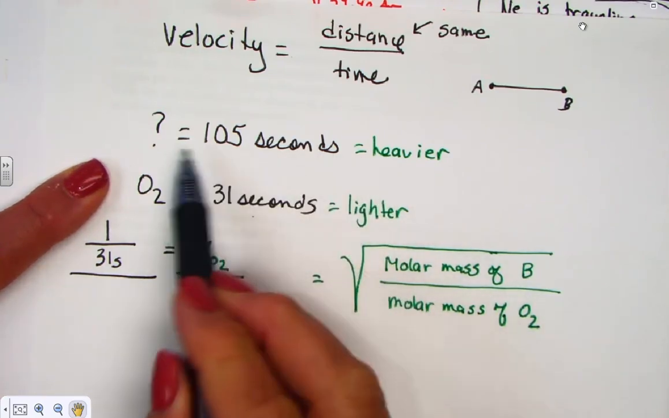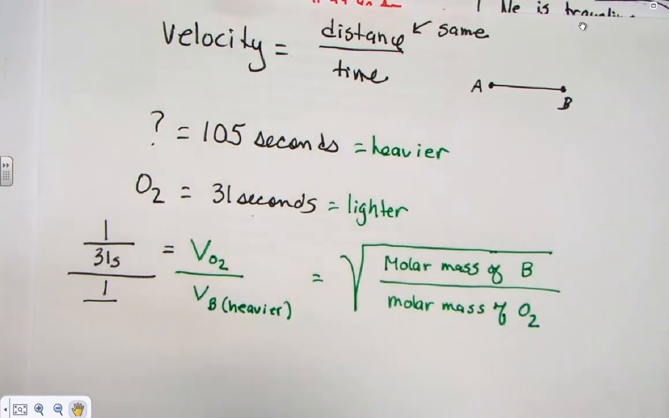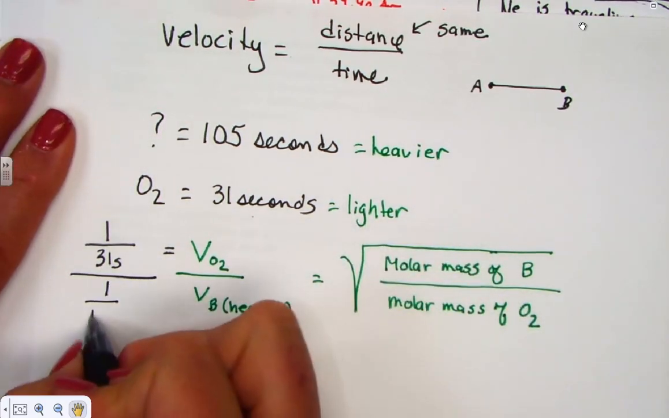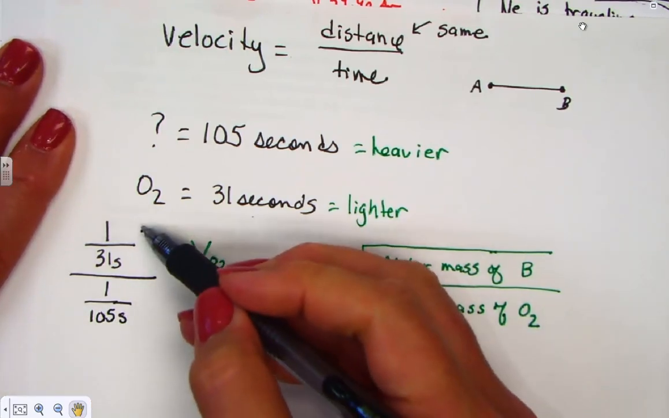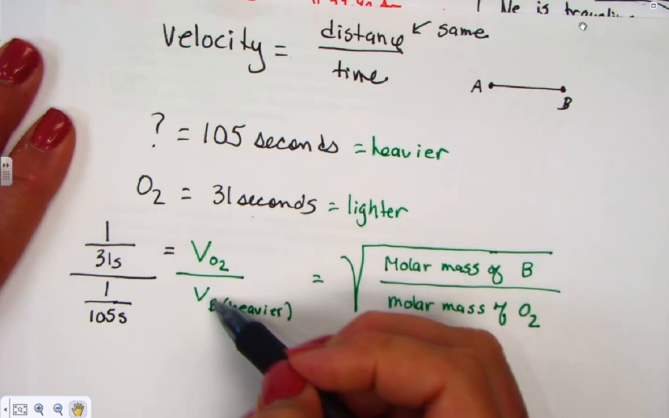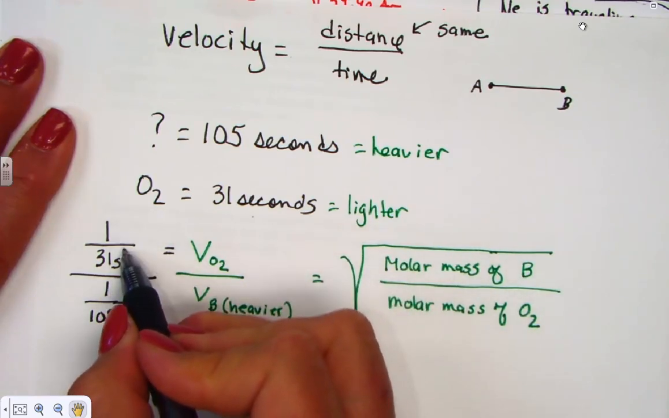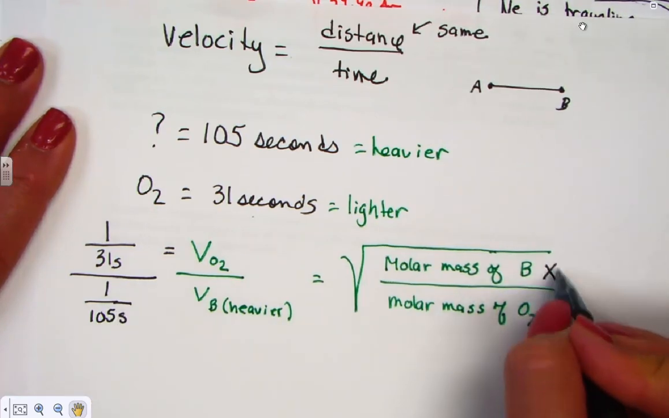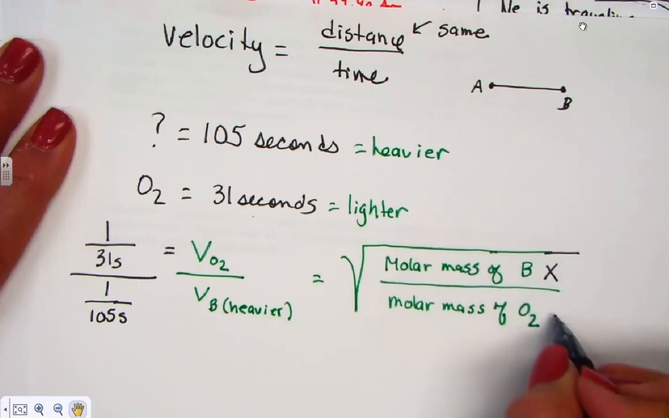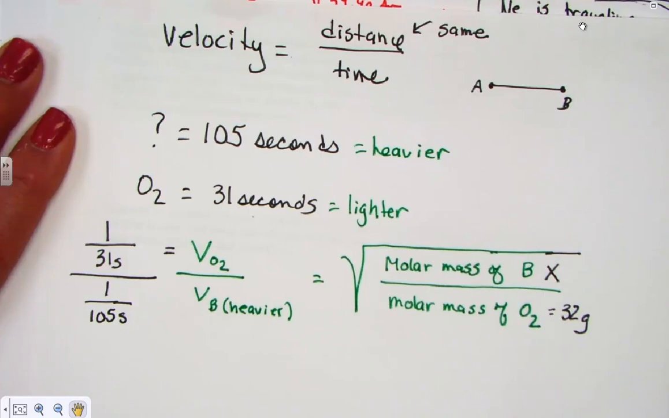What about the heavier gas? It traveled the same distance. As long as these numbers are the same, they're just going to fall out of the equation. And it took 105 seconds to do the same race. This is the VO2 over the V for the heavier. The velocity of oxygen, 1 over 31. The velocity of the heavy gas, 1 over 105. We're looking for the heavier gas, and we know this one to be 32 grams per mole.